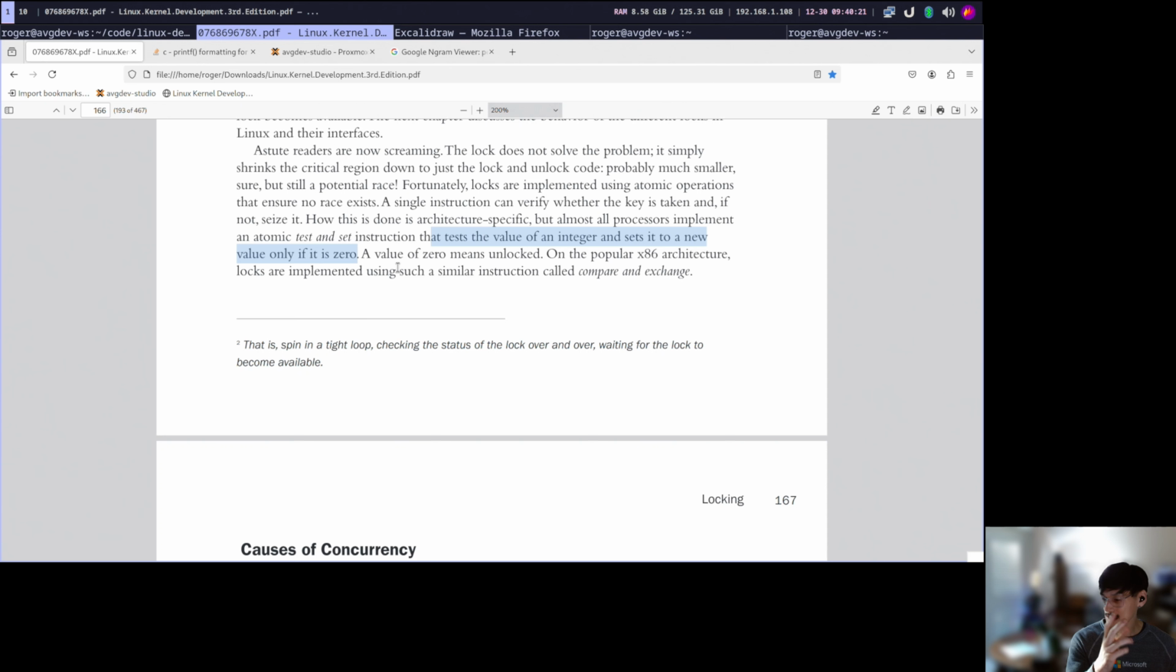And that's like the whole incrementing i example. A value of 0 means unlocked. On the popular x86 architecture, locks are implemented using a similar instruction called compare and exchange. So compare and exchange is that instruction in x86.